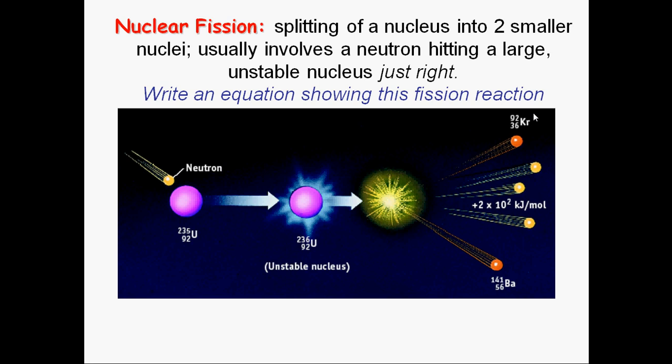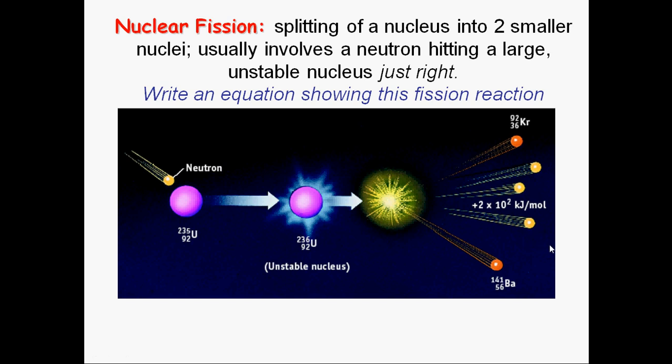So we've got a fission reaction shown right here where we've got uranium-235. We hit it with a neutron, it becomes unstable, and then it spits out these 5 different products along with the 2 times 10 to the 2 kilojoules per mole. That's energy that's also being released as a result of this reaction.